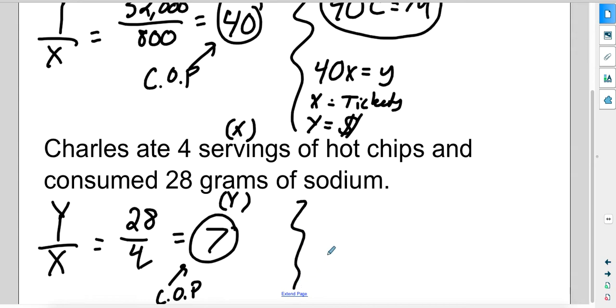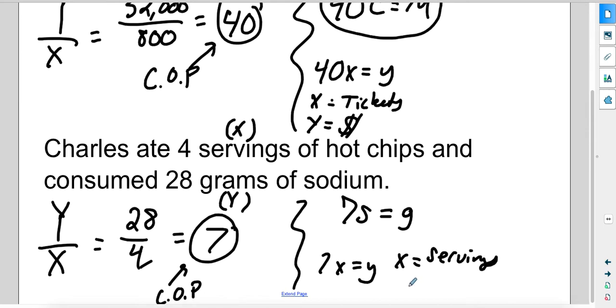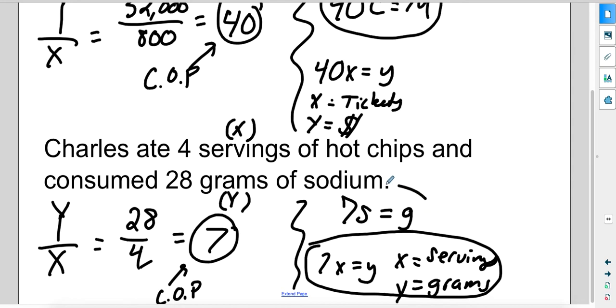And then my equation would be 7 times the number of servings equals the number of grams of sodium, or 7x equals y, when x equals the servings and y equals the grams of sodium. So either this would be your final answer, or this would be your final answer.